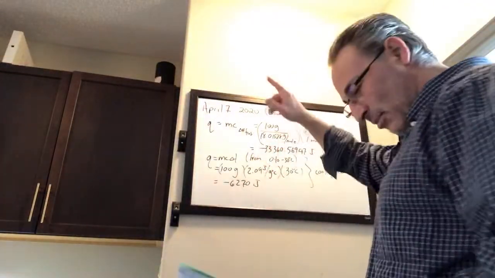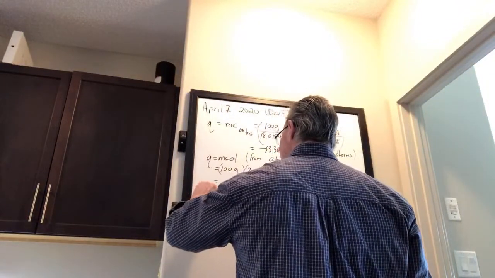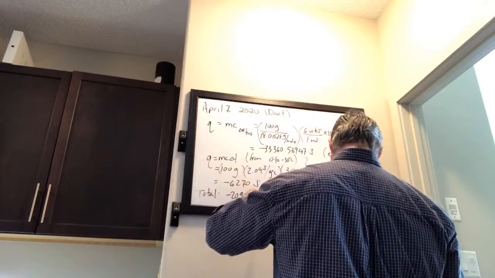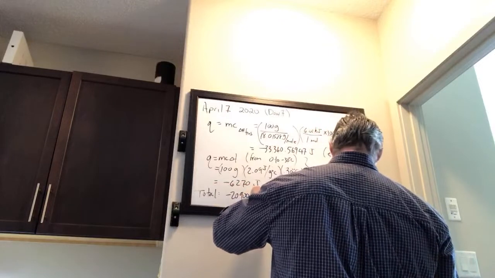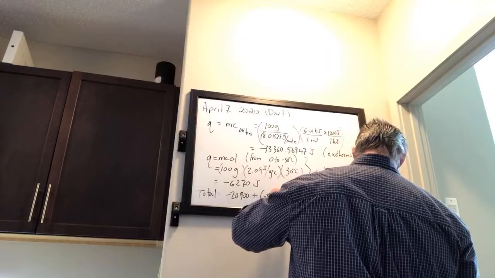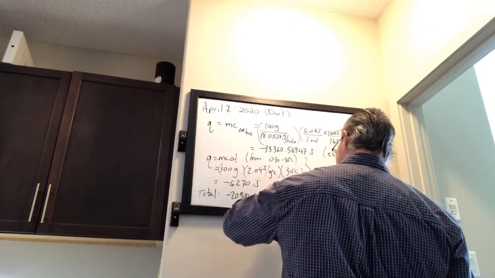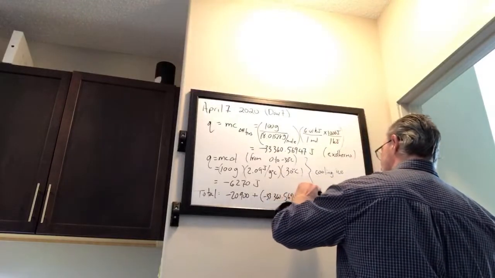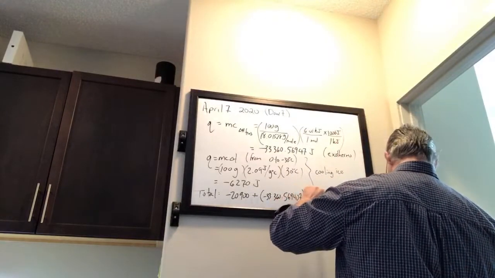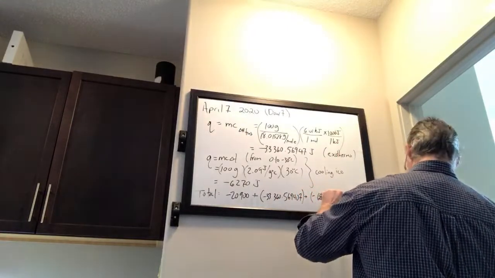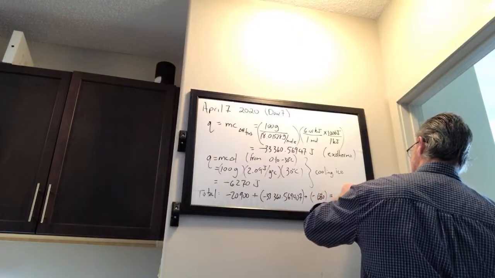We're not finished yet. We have to add up all three sections. So for our total, we get negative 20,900 plus negative 33,360.59569, sorry, 407, and negative 6,270. I'll just cut to the chase. It comes out to 60.5 kilojoules.